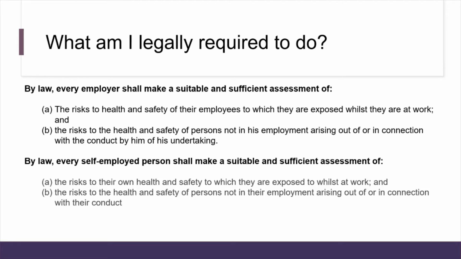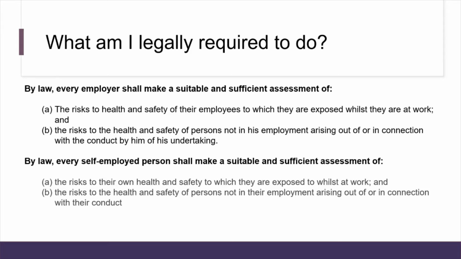And by law, every self-employed person shall also make a suitable and sufficient risk assessment of A, the risks to his own health and safety to which he is exposed whilst he is at work, and B, the risks to the health and safety of persons not in his employment arising out of or in connection with the conduct by him of his undertaking.